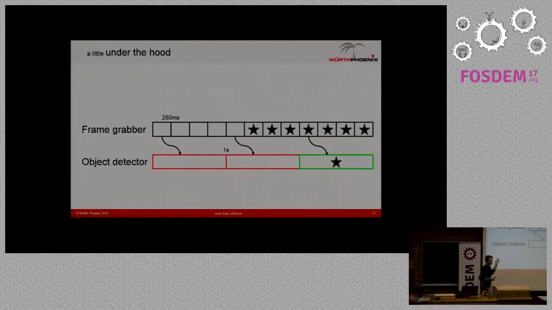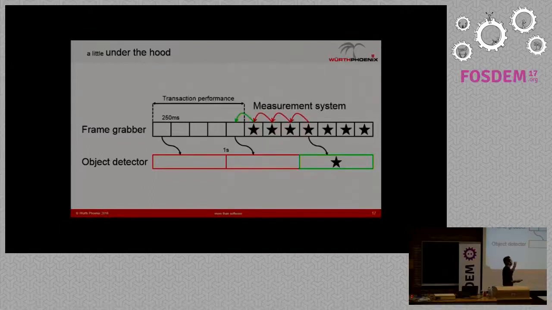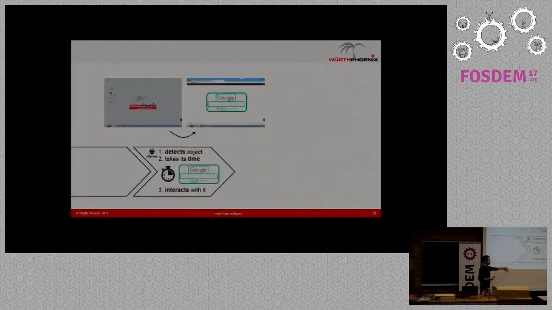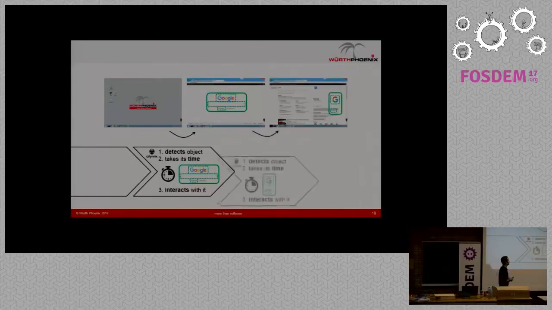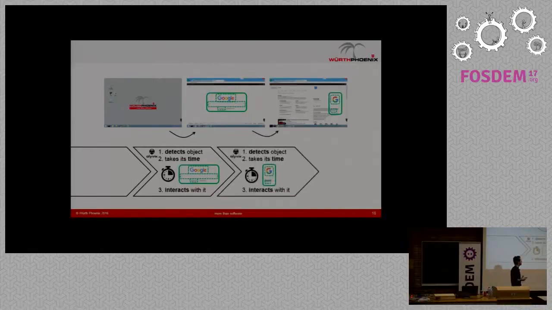And there is another thread, the so-called object detector, that is going to take the first available frame from the frame grabber. And it has a lower frequency, for example, 1 second. And when it detects the object on the screen, then a measurement system comes up and gives you the final transaction performance. So that's going on and on for all your test case transactions, transaction after transaction.